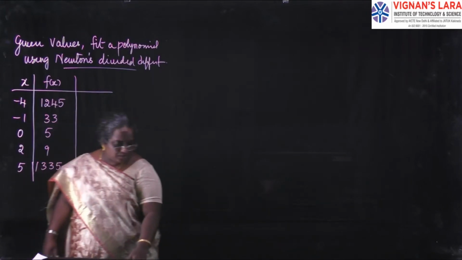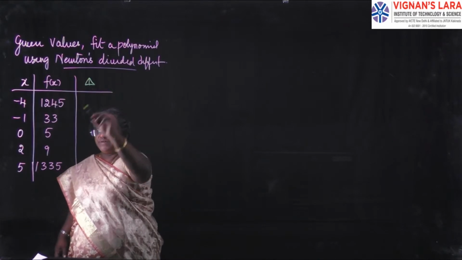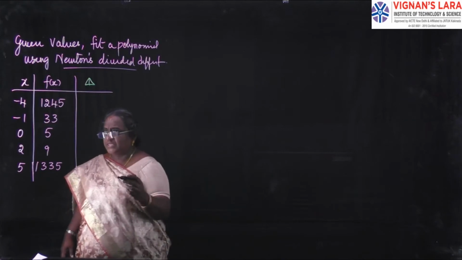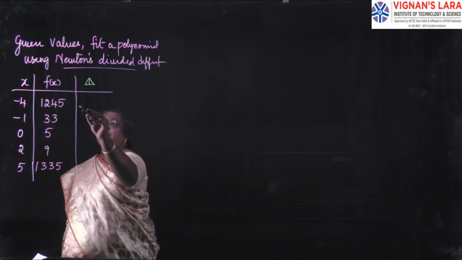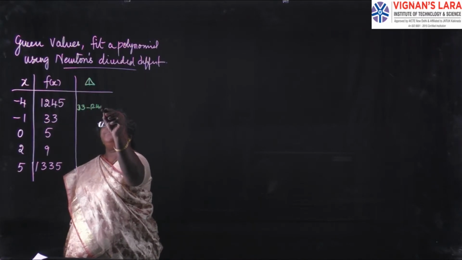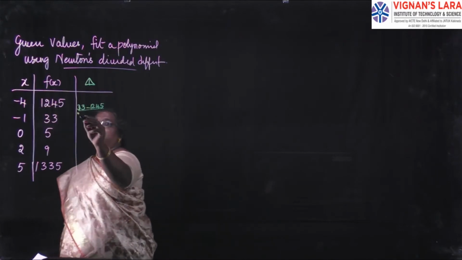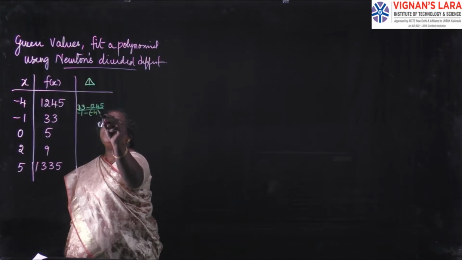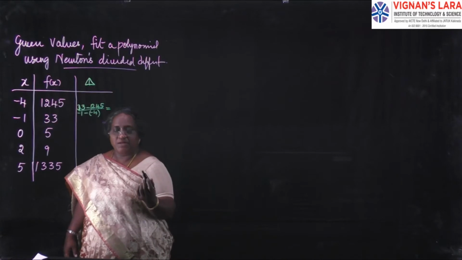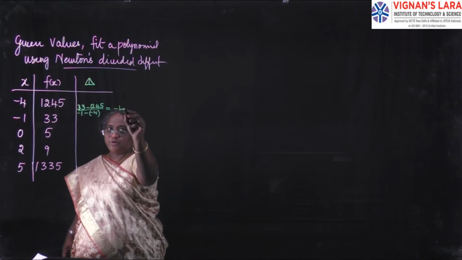Now let us see how to prepare the difference table. So here it is the divided difference table. First divided difference: 33 minus 1245 by -1 minus of -4. That is as usual how you prepare a difference table for either Newton's forward or Newton's backward. So that turns out to be -404.